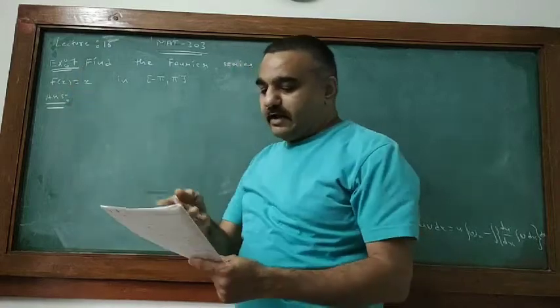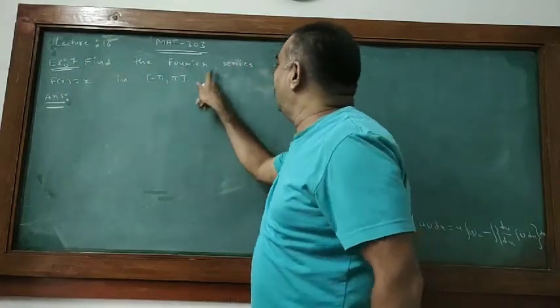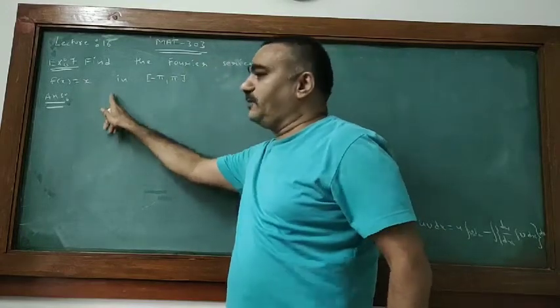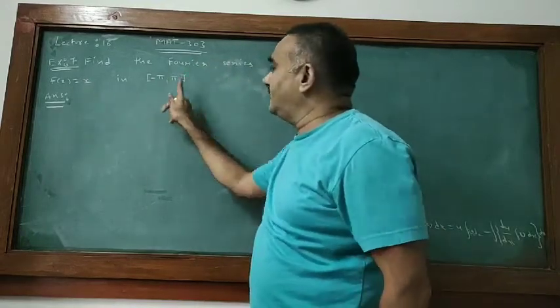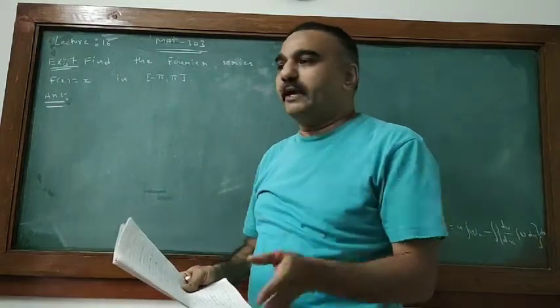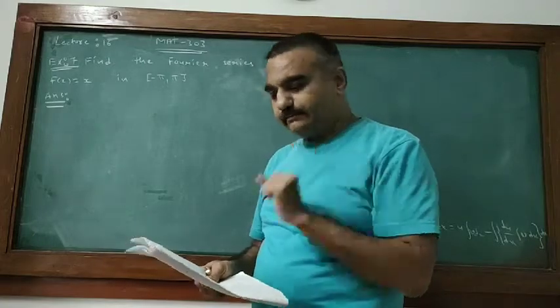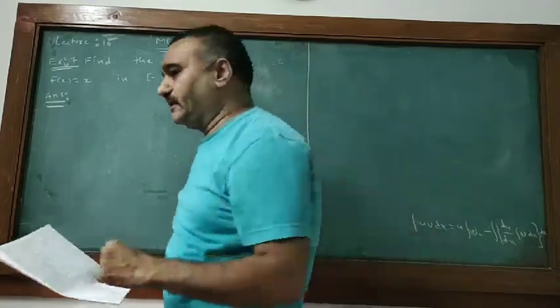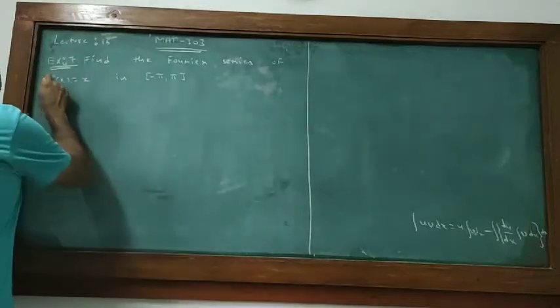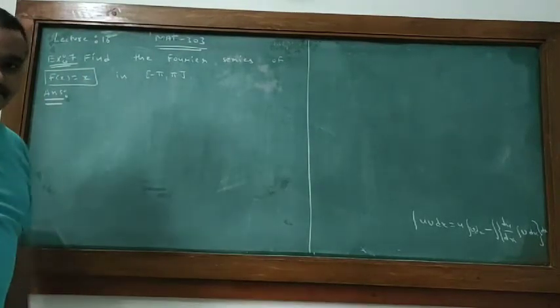Example 7 as per my notes. Find the Fourier series of f(x) equal to x in minus pi to pi. Obviously the interval will be minus pi to pi because this is in the base of the definition. So let's start. f(x) equal to x, this is an odd function.